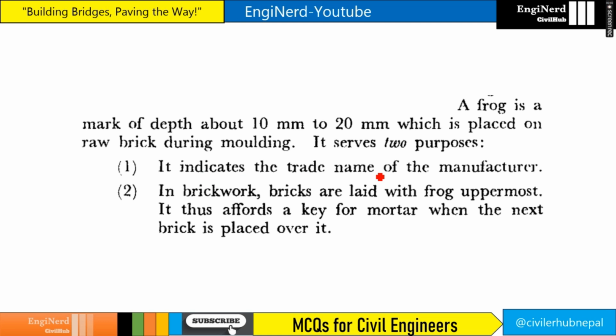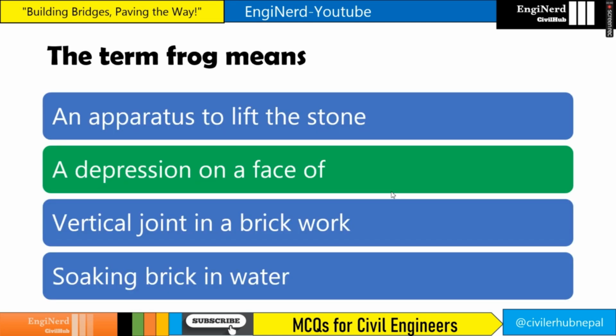So a frog is a mark of depth about 10 mm to 20 mm which is placed on raw bricks during molding. It serves two purposes. This is important: the trade name and key for mortar when the next brick is placed over it, right? And bricks are laid with frog at uppermost, right, top side.